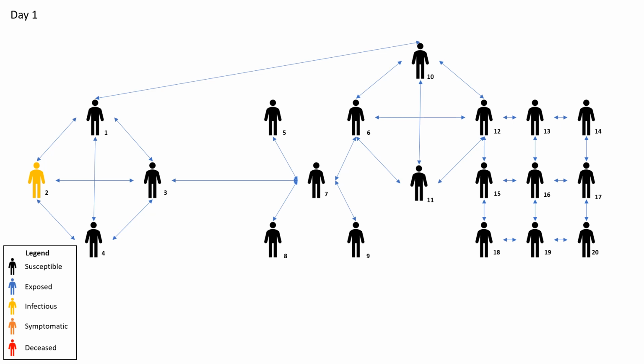Down here at the bottom, you can see this legend. The color black indicates that an individual is susceptible. Blue indicates that they've been exposed. Yellow means that they've become infectious. Orange means that they are now symptomatic. And red indicates that they are deceased.